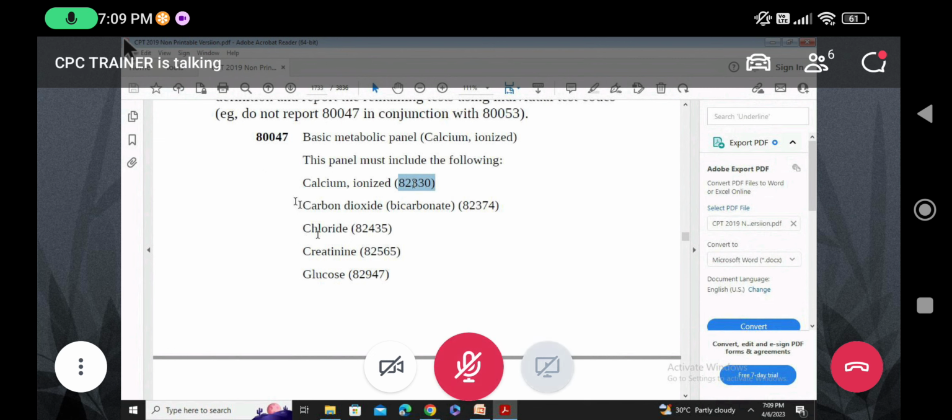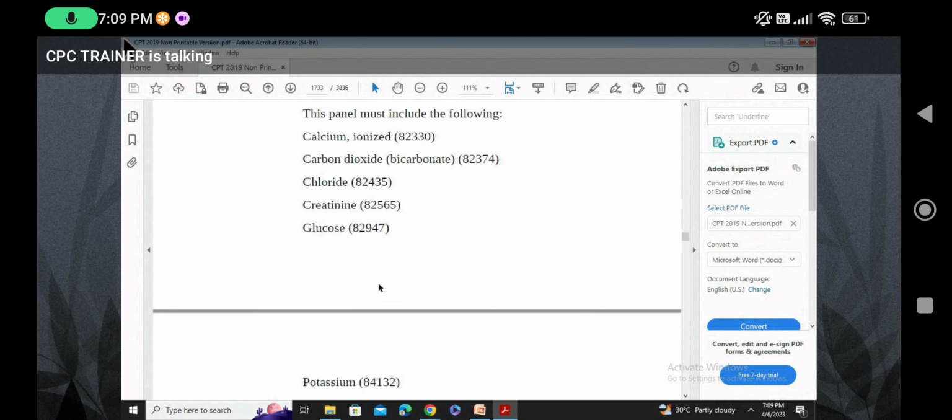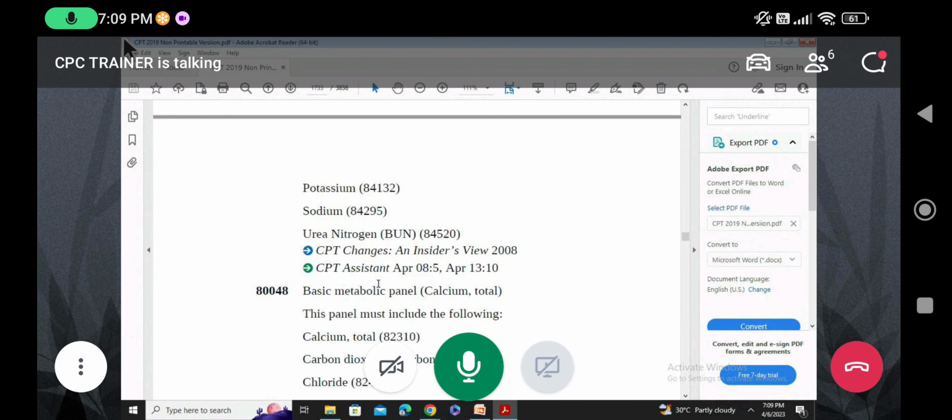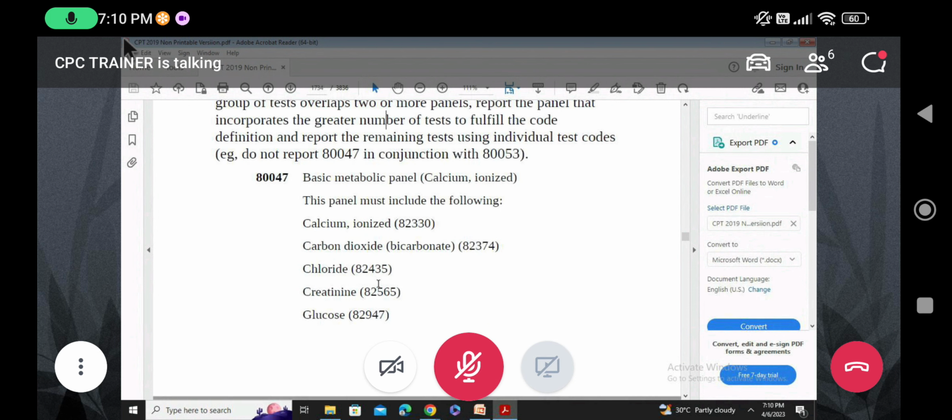Then chloride, creatinine, glucose is given or not? Given. Yes, it is given. And then potassium is given or not? Given. Okay. And then sodium, urea nitrogen is given or not? Yeah. Only sodium. Okay. So except calcium ionized, all the remaining tests are already given in 80053.